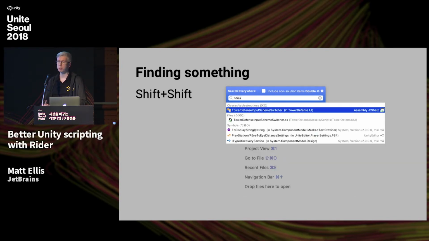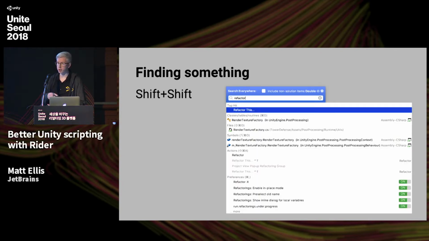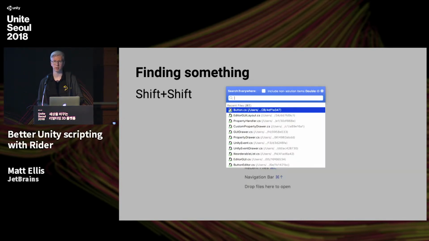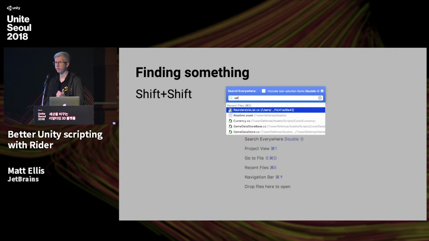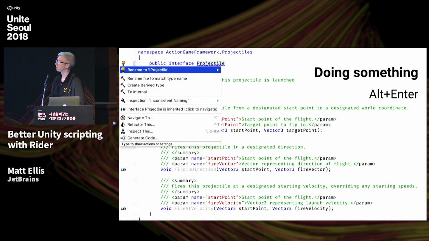It'll find type members. So it'll find properties and methods. But we can also search other things as well. It'll find files, but it'll also even look and search for actions and preferences as well. So here is a great way of being able to go and find something and navigate to somewhere. So Shift, number 1. Number 2 is Alt-Enter.